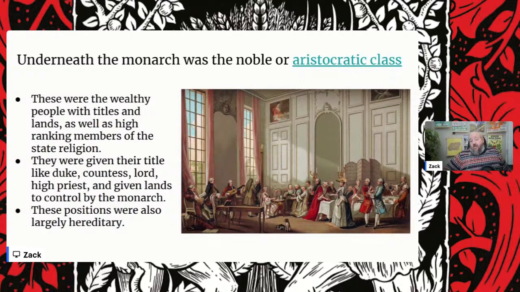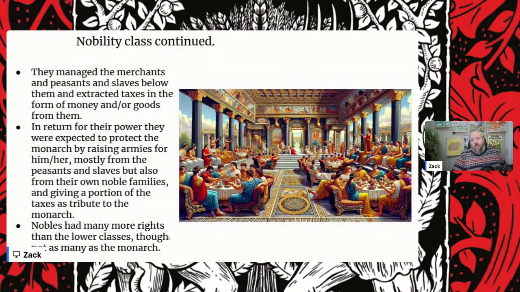These positions were also largely hereditary, so they didn't want to share power with just anybody. You had to be born to the right family in order to be worthy of it in their eyes. The nobility class managed the merchants and peasants and slaves beneath them and extracted taxes in the form of money and/or goods from them. In return for their power, they were expected to protect the monarch by raising armies for him or her, mostly from the peasants and slaves, but also from their own noble families at times, and giving a portion of the taxes as tribute to the monarch.